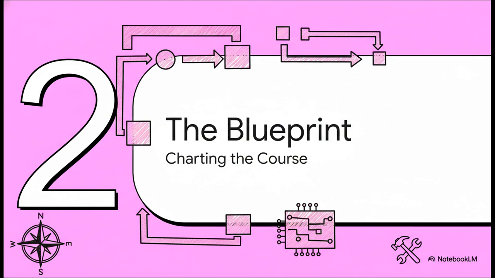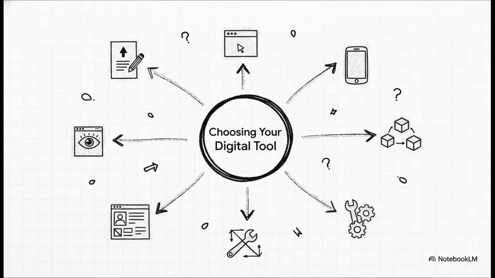Okay, so once you've nailed down the why, you've got to figure out the what. This next phase is all about creating the blueprint for your project. It's where you decide what to build and chart the course to get there. And what's so interesting here is that you have a ton of options. You're not just building an app, right?